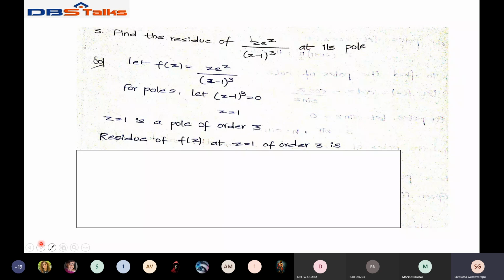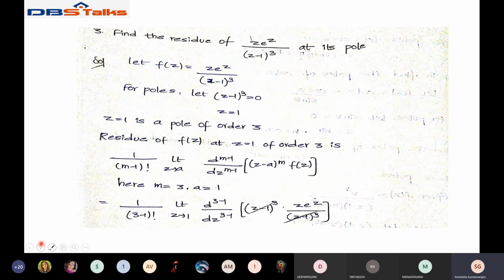Then z equal to 1 is a pole of order 3. So in this problem, z equal to 1 is a pole of order 3. Next, we have to find the residue of f of z at z equal to 1, a pole of order 3.